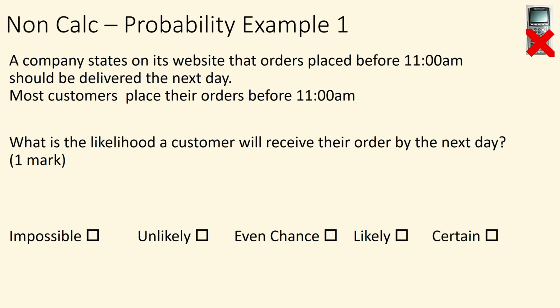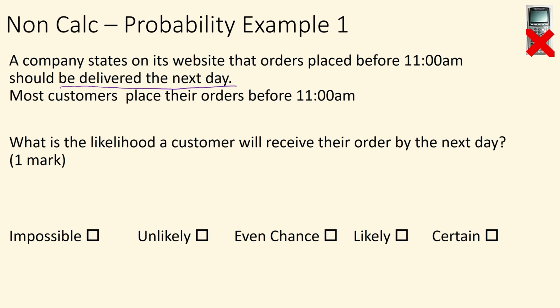Now we're going to move on to our second objective, which is probability. You've got to answer questions on likelihood. See at the bottom here: impossible, unlikely, even chance, likely, certain. Let's take a look at the question. A company states on its website that orders placed before 11 a.m. should be delivered the next day. Most customers place their orders before 11 a.m. So that should tell us that most customers will get their orders delivered by the next day. What is the likelihood a customer will receive their order by the next day?